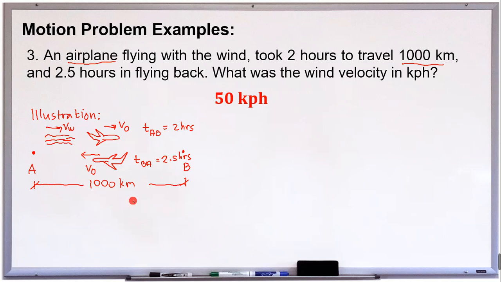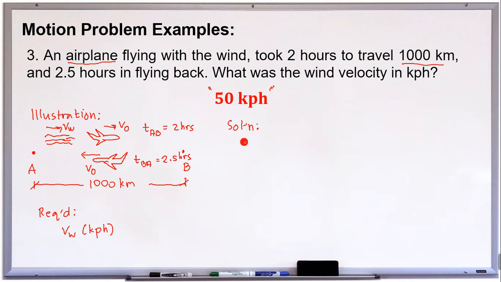Okay, so after the illustration, the givens are already shown in our illustration. So let's proceed to the requirement of the problem. The unknown is the wind velocity in kilometers per hour. So that would be VW in kilometers per hour. So, solution. Again, the answer for this problem is 50 kilometers per hour. So let's verify.